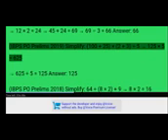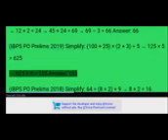IBPS PO Prelims 2019. Simplify: 100 plus 25 times 2 plus 3 divided by 5. 125 times 5 equals 625. Then 625 divided by 5 equals 125. Answer, 125.